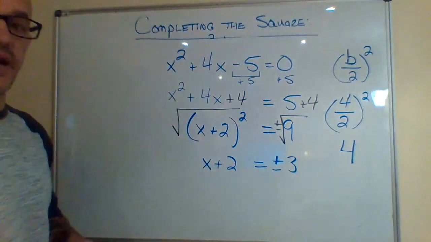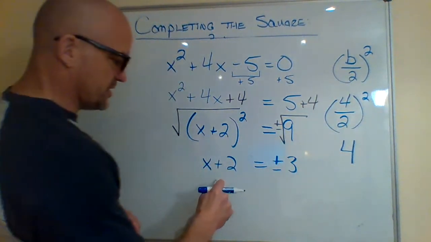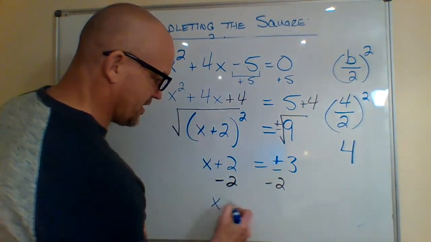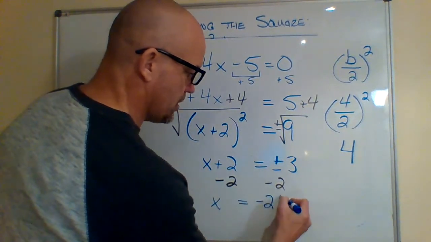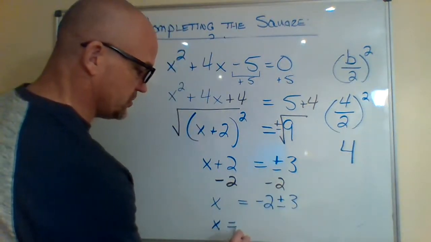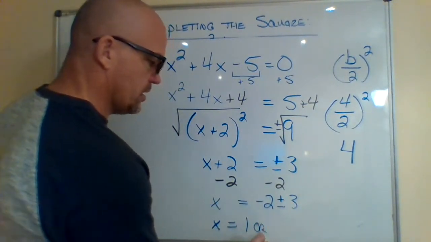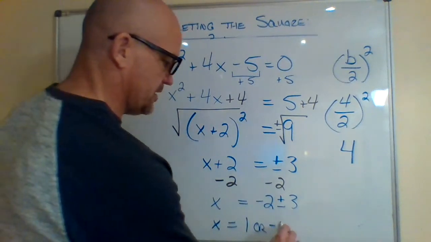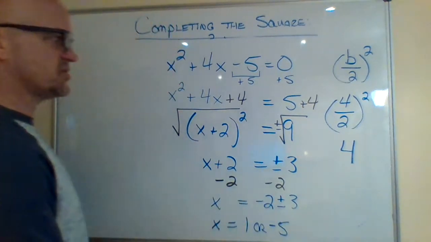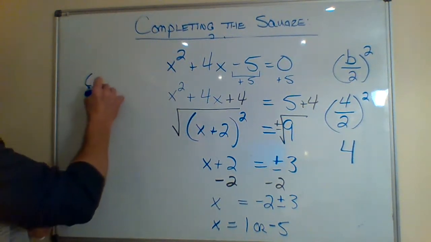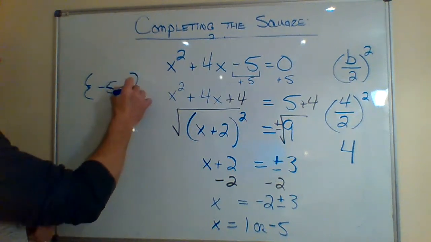Now I have an equation that I can solve. When I solve this, I'm going to subtract 2 from both sides, and I'm going to wind up with x equals negative 2 plus or minus 3, which I can simplify into 2 solutions. Negative 2 plus 3 is 1, or negative 2 minus 3 is negative 5. That means the solutions to that original equation are negative 5 or 1.